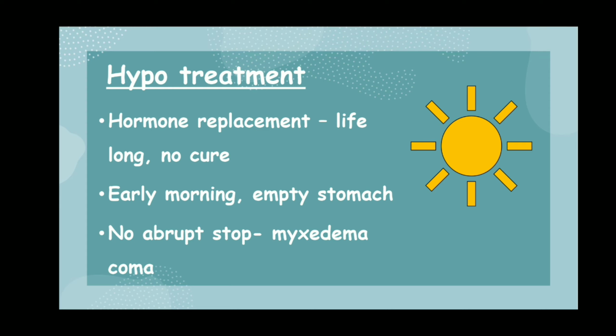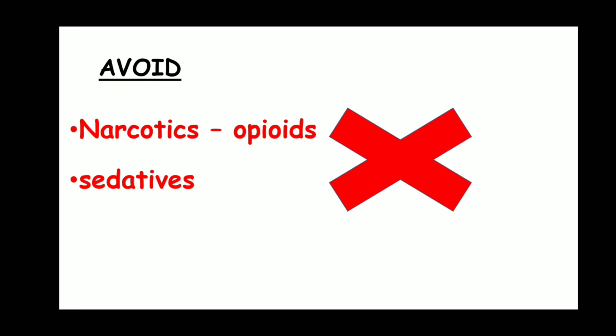Now, what are the things to be avoided by them? They should avoid narcotics like opioids, and also sedatives. Hypothyroid patients should avoid these. So this is also an exam point.